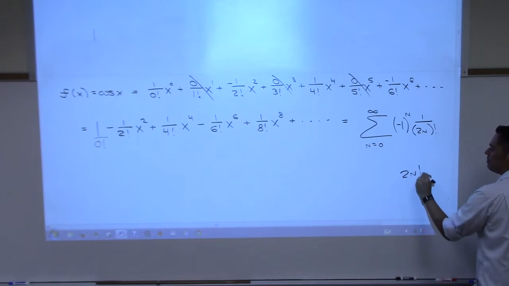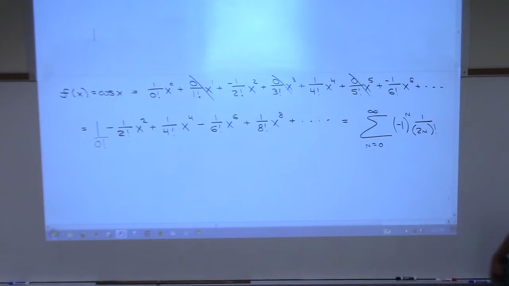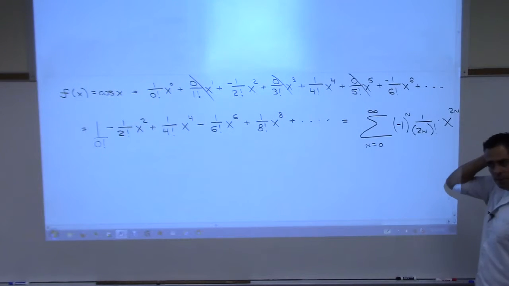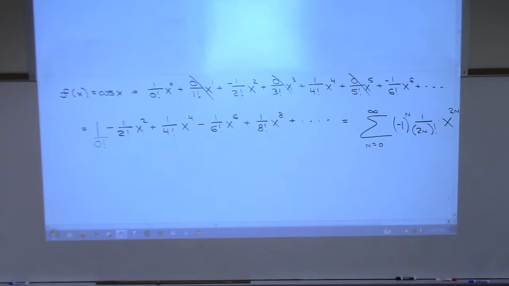It is not the same as this. That's not the same as this. So it has to be in the parentheses. And then what about the x? X to the 2n. Bam, there it is. There's your Maclaurin series for cosine. Even function. Pretty awesome, right?